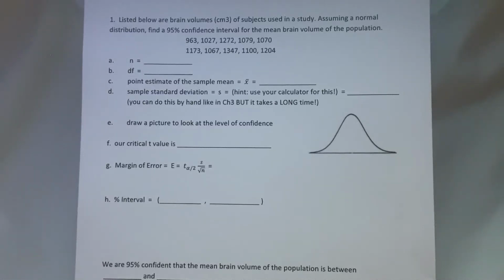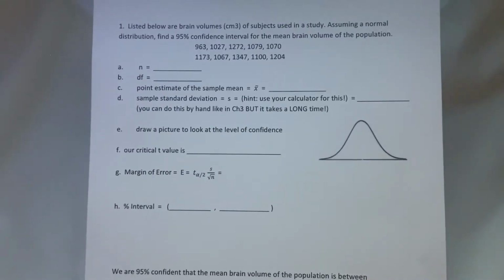Okay, stats. Let's finish up 9.2, which is the end of chapter 9, which is the last thing on the third test, by doing an actual problem. Let's go back to the brains problem. Listed below are brain volumes of subjects used in a study. Assuming a normal distribution, find a 95% confidence interval for the mean brain volume of the population.